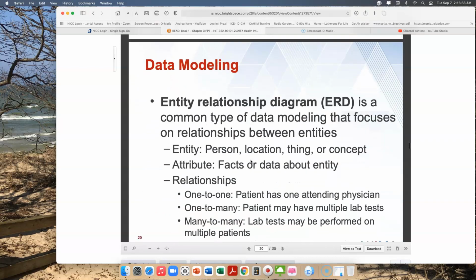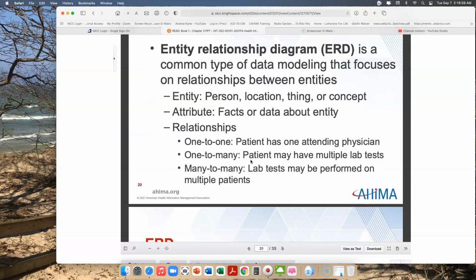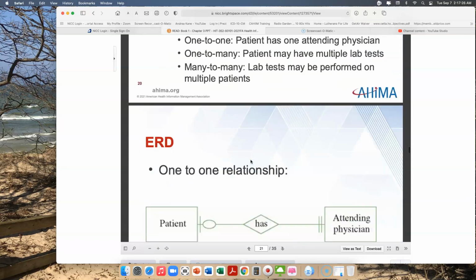An entity relationship diagram is a common type of data modeling that focuses on relationships between entities. An entity is a person, location, thing, or concept. An attribute is facts or data about that entity. Relationships can be one-to-one, where the patient has one attending physician, one-to-many, where a patient may have multiple lab tests, or many-to-many, where a lab test may be performed on multiple patients.